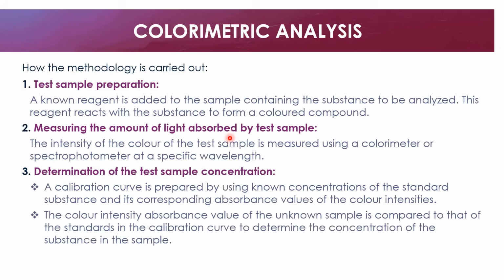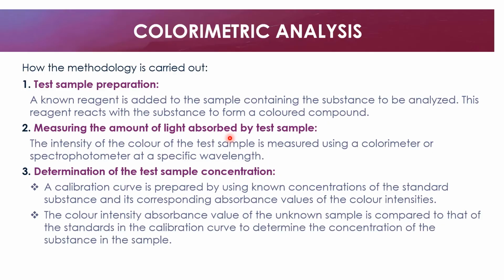So now let us look at how the methodology in colorimetric analysis is carried out. The first has to do with the preparation of the test sample, and in this case, a known reagent is added to the sample containing the substance to be analyzed. The importance of this known reagent is to react with the substance in the test sample to form a colored compound. Once this is done, the second step is measuring the amount of light absorbed by the test sample. In this case, the intensity of the color formed in the test sample preparation is measured using a colorimeter or a spectrophotometer at a specific wavelength.